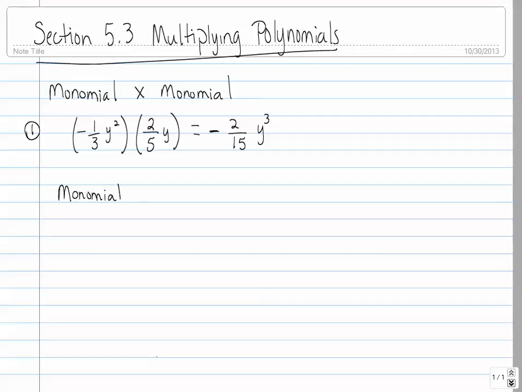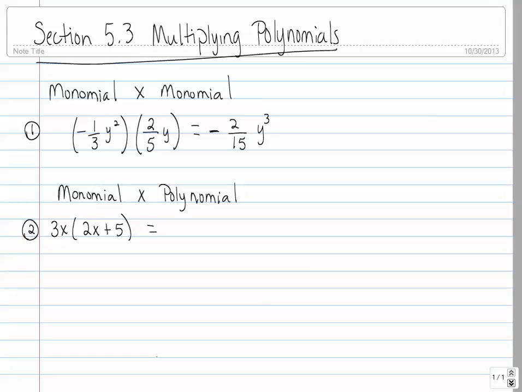Okay, next, a monomial times a polynomial. So this one we're multiplying one term times either two or more terms. So let's say we have 3x times 2x plus 5.